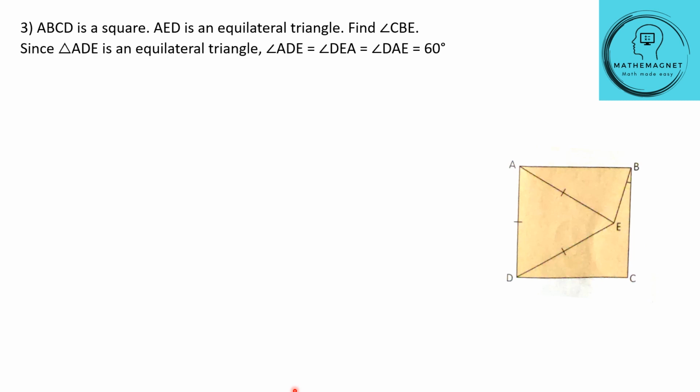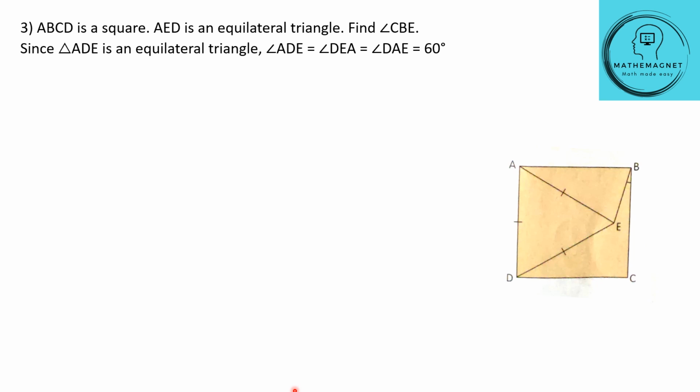So in an equilateral triangle we can say all the sides are equal and also all angles will be equal to 60 degrees. So which means ADE will be equal to DEA will be equal to DAE, which is equal to 60 degrees. So all the three angles in the triangle ADE will be equal to 60 degrees. Now we know angle DAB in the square will be equal to 90 degrees because all angles in the square will be equal to 90 degrees.